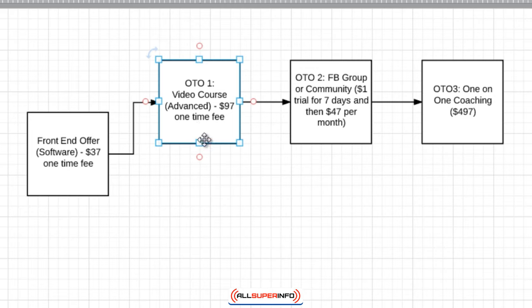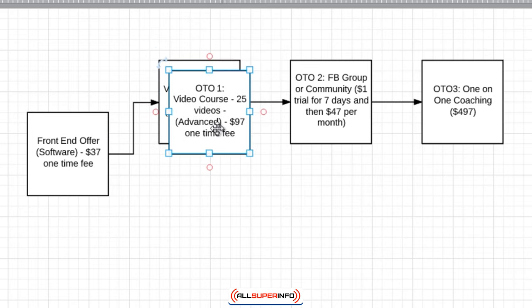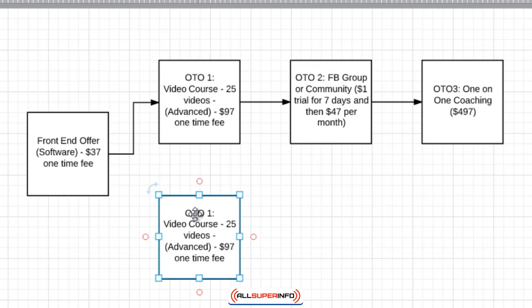Okay, so if somebody doesn't want, let's say this video course has like 25 videos and it's an advanced course. And if somebody says no, you can offer what we call a downsell. So this would be downsell one. So you could have downsell two, three, and more. Or you can simplify it and just keep it this way and that's it.